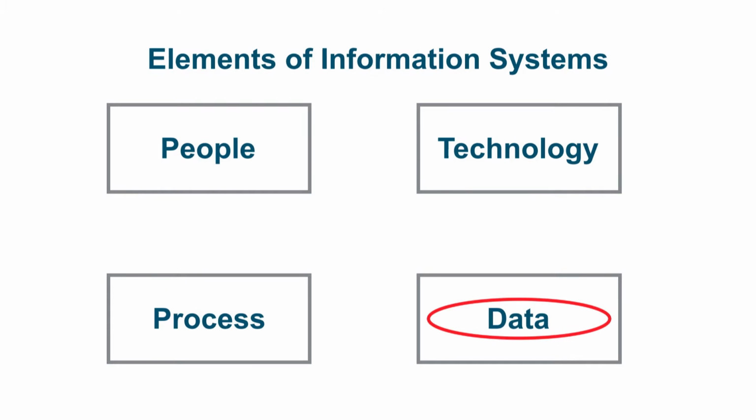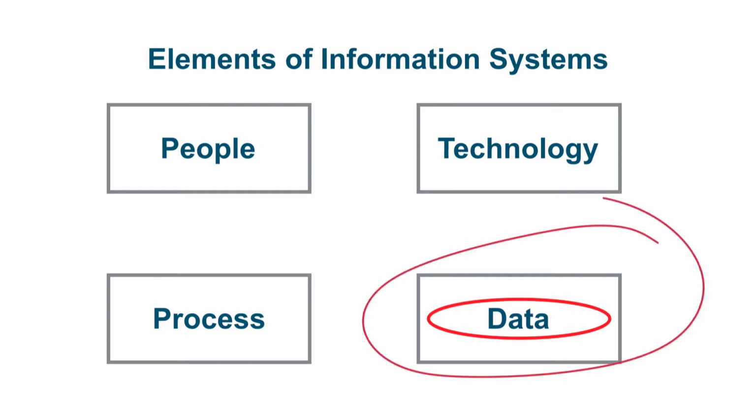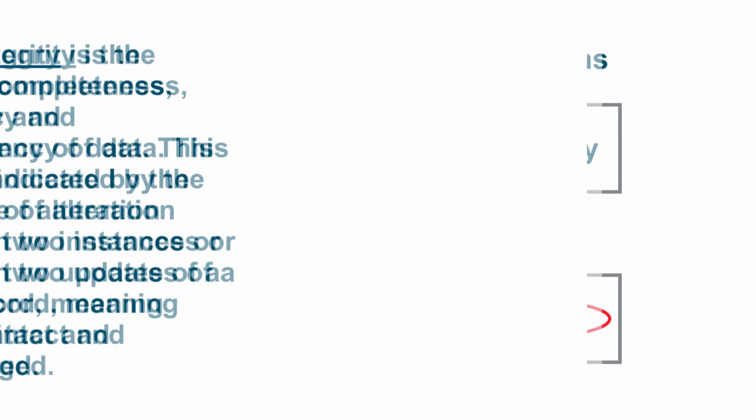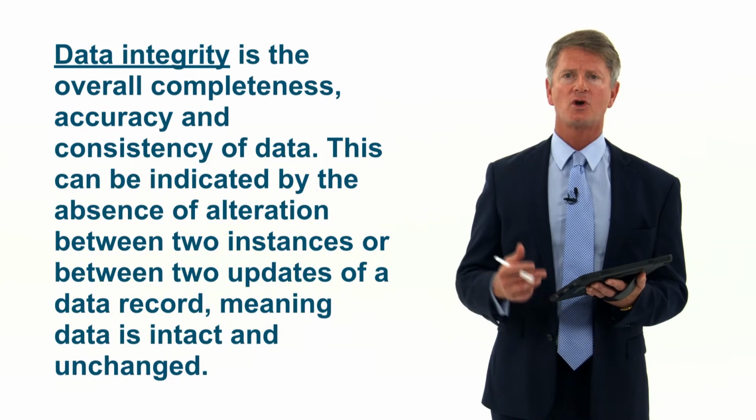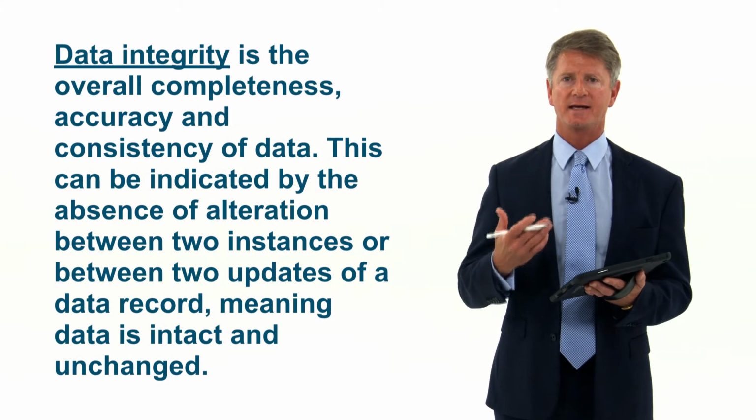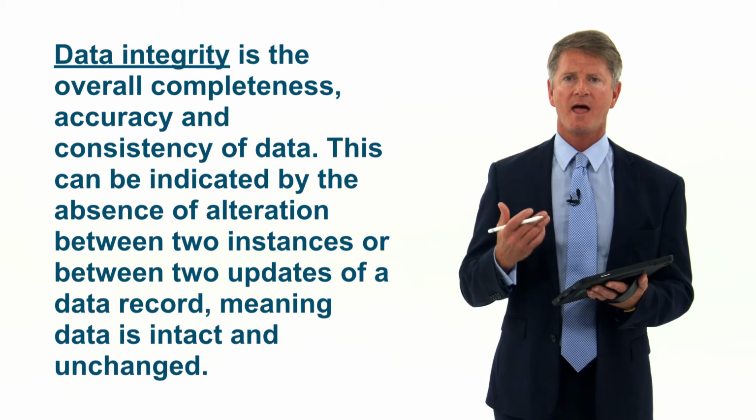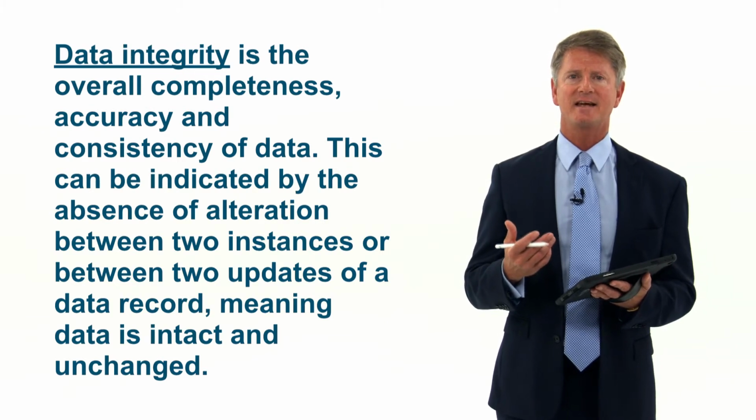Now, we've looked at the elements of information systems in a previous block. In this block, we're looking at data. We're looking at that information, the raw material that the information system processes. And I want you to know a couple of things about this data. We're going to describe it a little bit. And one of the most important is data integrity.